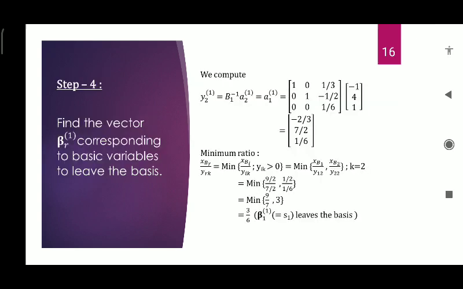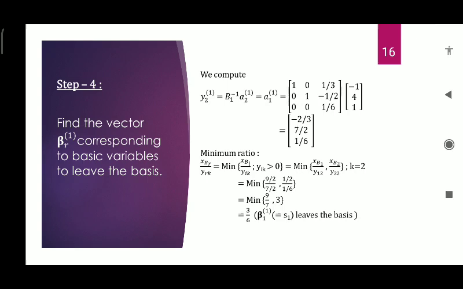So in step 4, we find beta r upon 1 corresponding to the basic variable to leave the basis. For that we calculate y2 upon 1, namely B1 inverse a2 upon 1, which is also a2 upon 1 because B1 inverse is already an identity matrix. So we compute the value B1 inverse a2 upon 1. By multiplying we get a matrix of order 3 cross 1: minus 2 by 3, 7 by 2, 1 by 6.